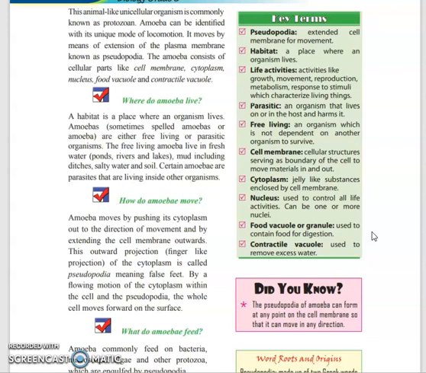Food vacuole or granule is used to contain food or digest.